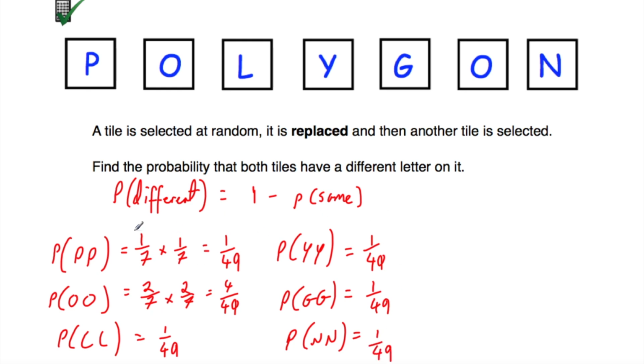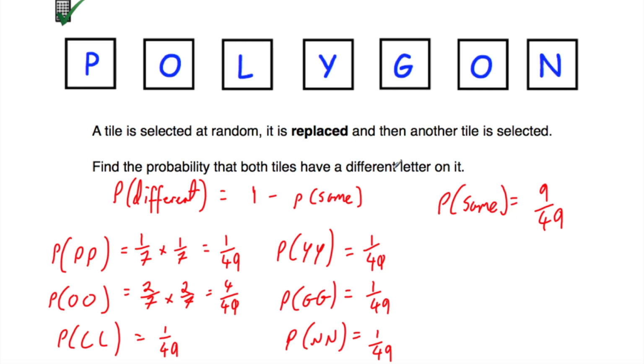So we've worked out the probability of a P and another P, an O and another O, an L and another L, a Y and a Y, a G and a G, and an N and an N. Now if we add those together, that'll tell us the probability that they're the same. So the probability that those two tiles are the same would be 9/49. So the probability that the two tiles have got the same letter on it is 9/49.